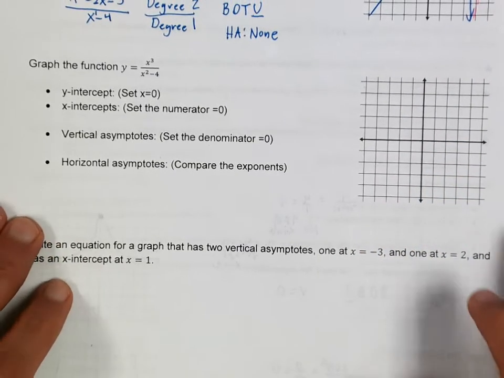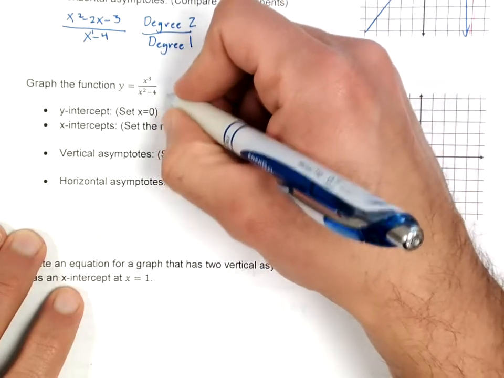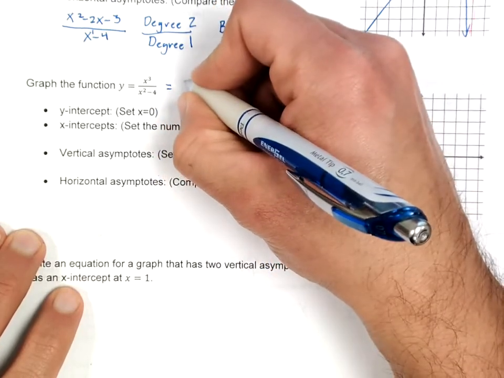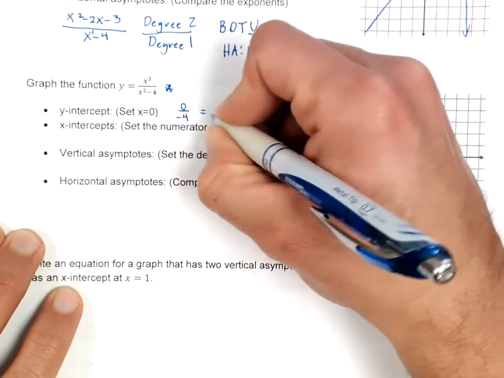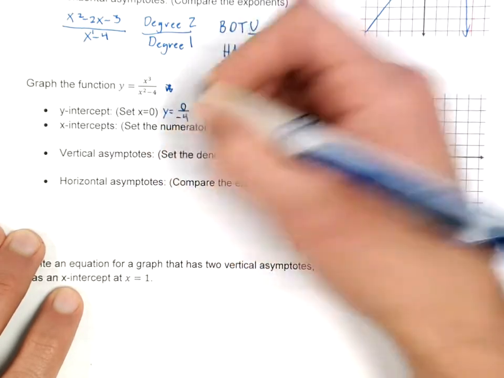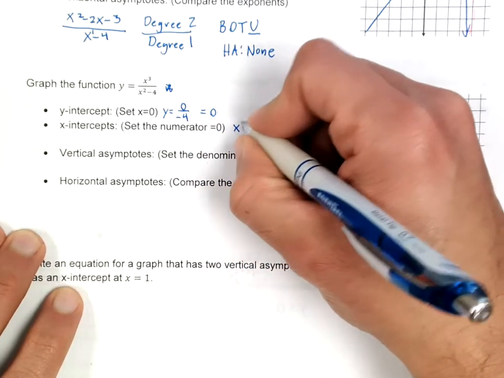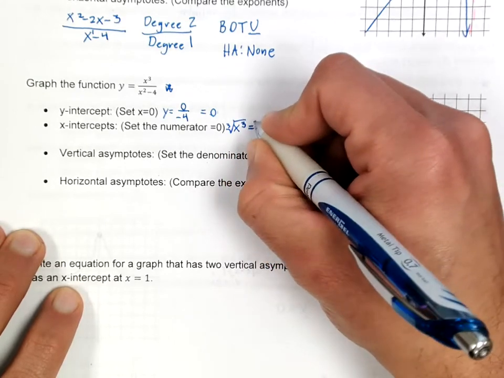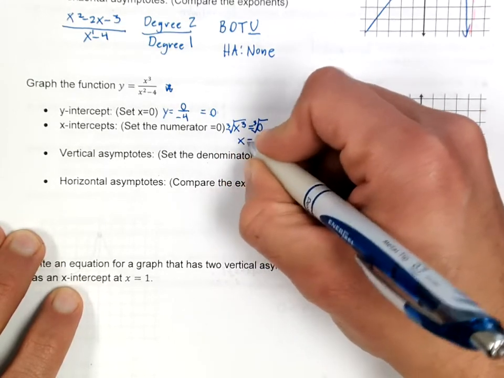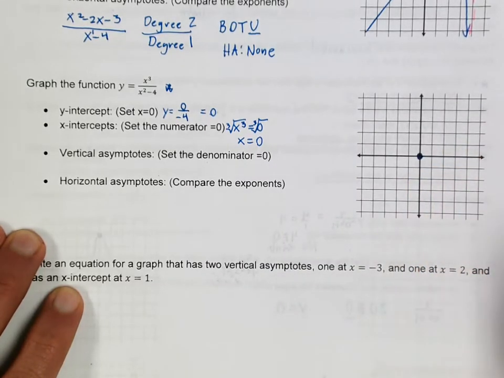The last equation that we have to graph, same thing. Y-intercept, set the x equal to 0. That will give me 0 over negative 4, which is 0. So that's my y-intercept. Right, my x-intercept, we're going to set my numerator equal to 0. And if I take the cube root of each side, I will still get 0. So both my x and y-intercepts are right here, which means they're at the origin.